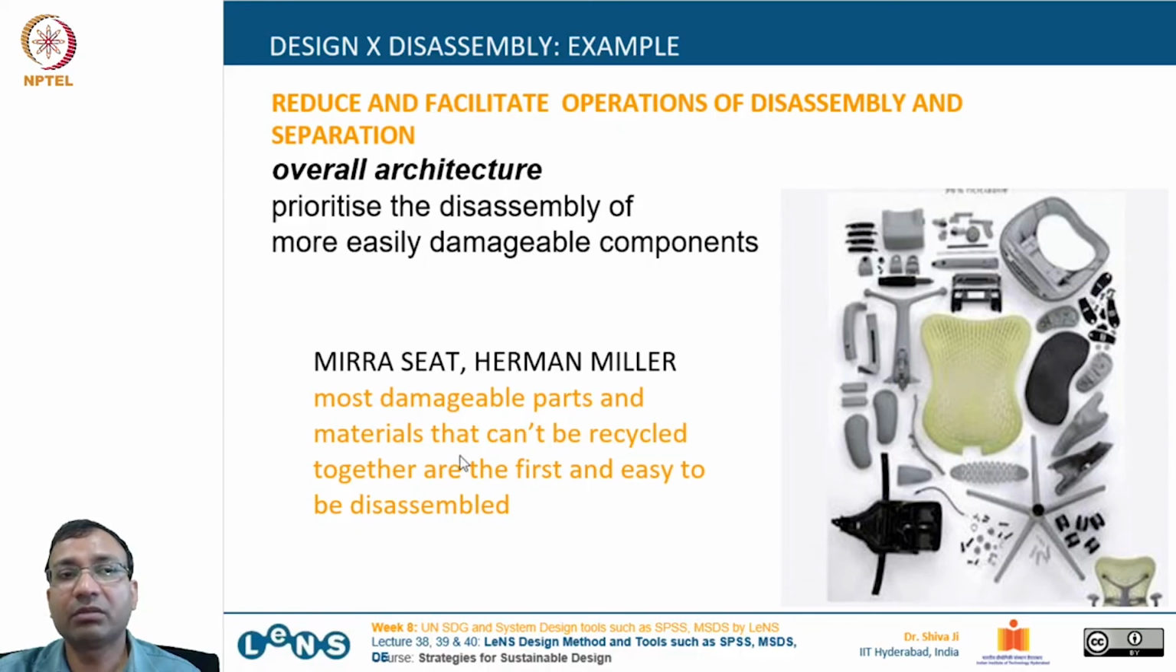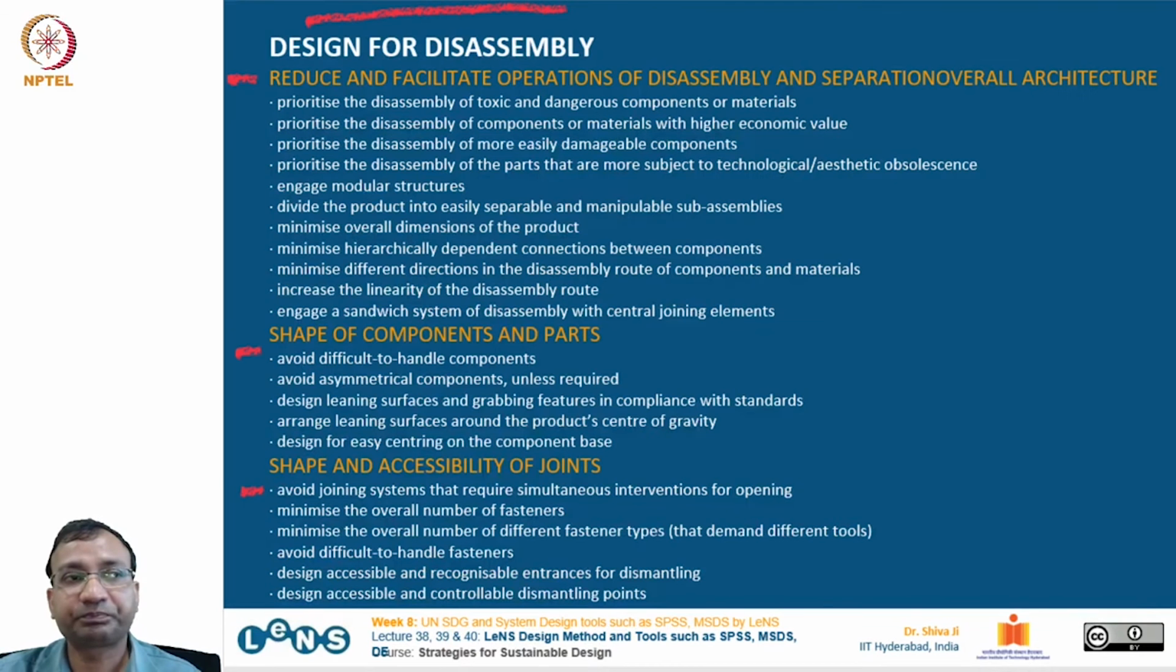The most damageable parts and materials that can't be recycled together are the first and easiest to be dismantled. So you see all the components of this chair are laid out over here. So they are easy to dismantle and disassemble. Accordingly, they can recycle these parts or reuse these parts, depending upon their condition.